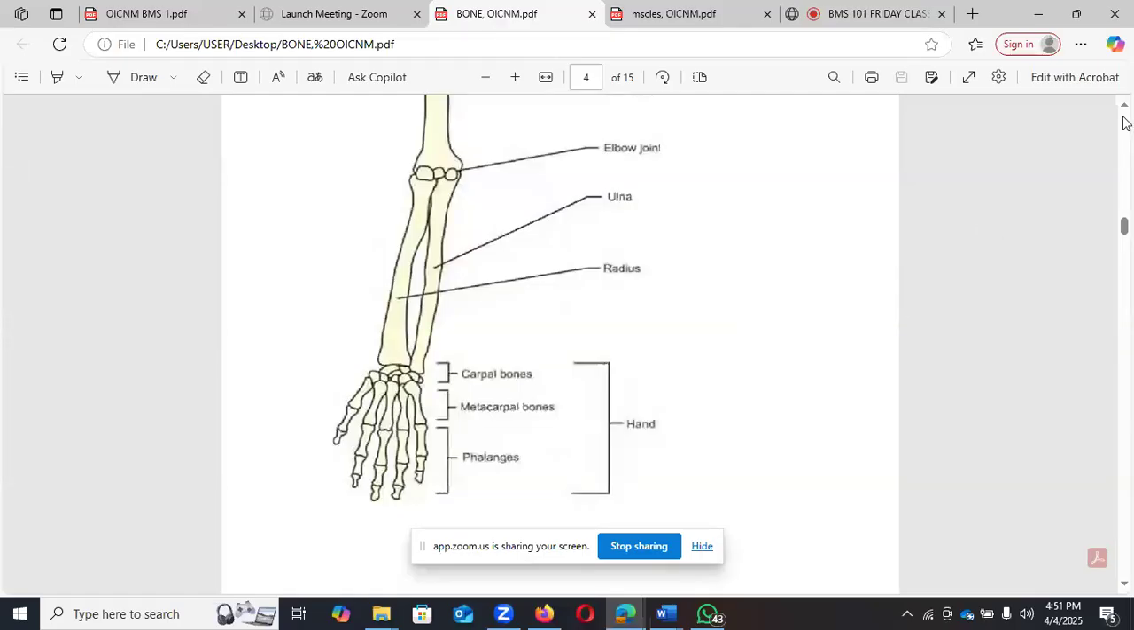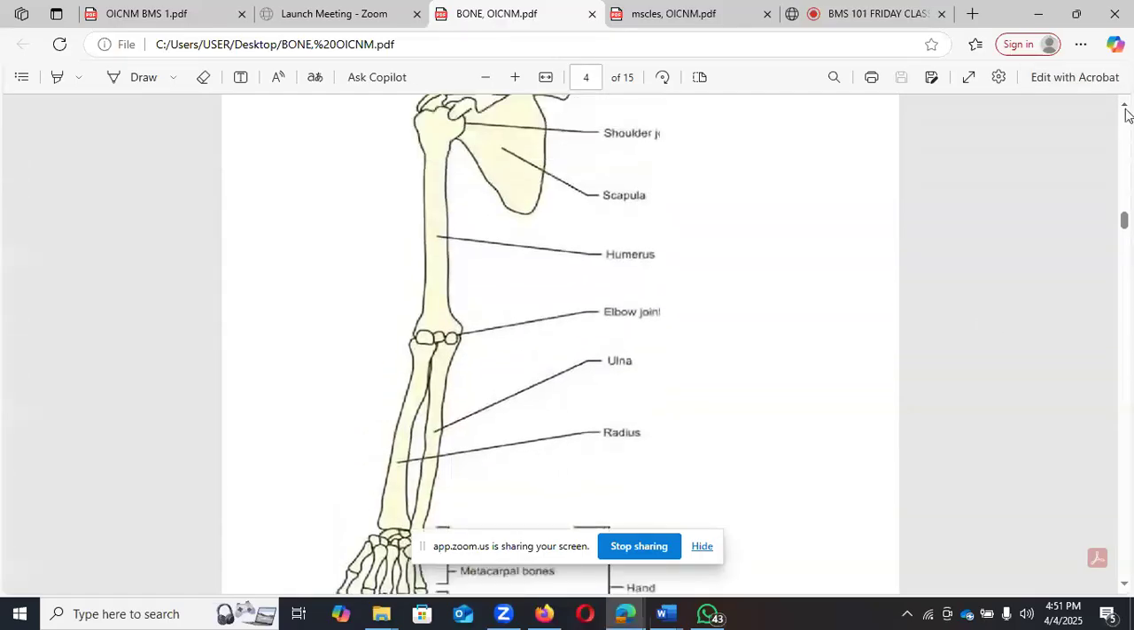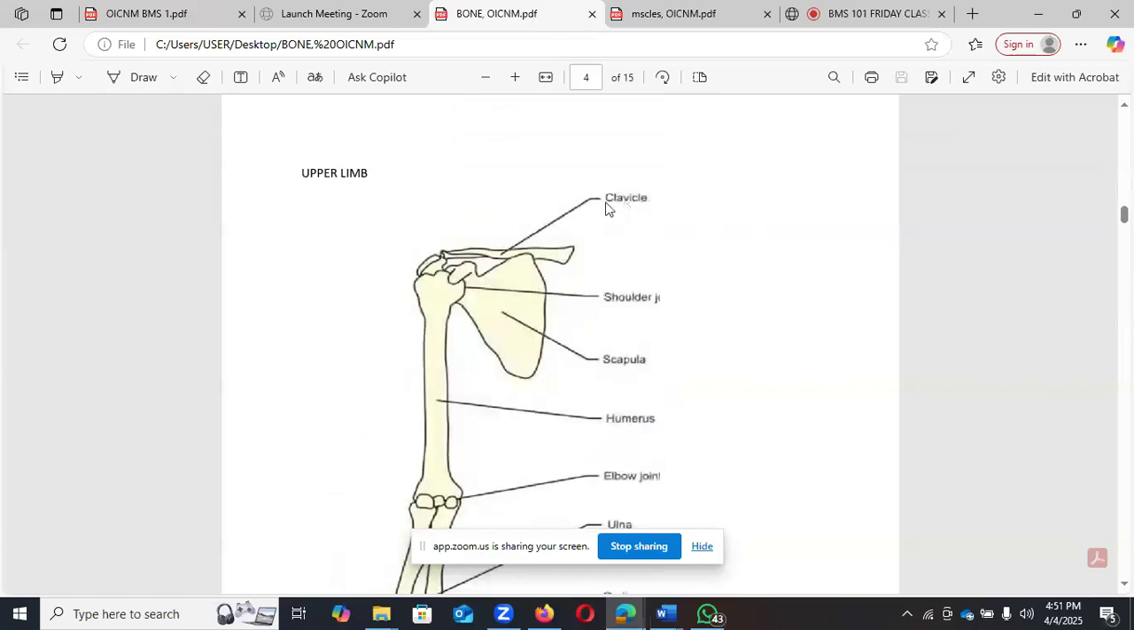Again, we are just looking at the bones of the upper limb. I said that this is the clavicle, which forms part of the shoulder. This is the scapula, which is at the back, which you can touch, that articulates to the shoulder joint. So this is the humerus of the upper limb.